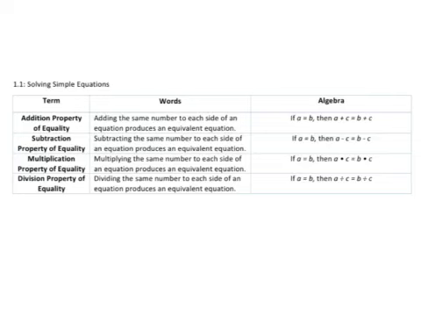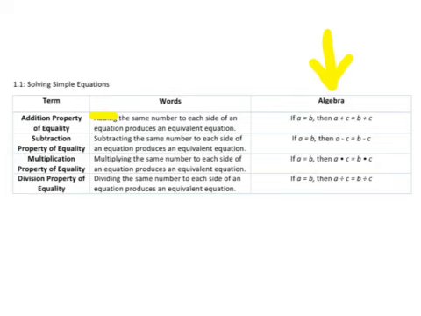Basically what happens is, especially for the addition property of equality, if you add the same number to each side of the equation, it produces an equivalent equation. If you look in the algebra section, on the right-hand side, you can see an example. If A equals B, then A plus C equals B plus C. Basically, it means if you add the same number, which they're replacing C with, to both sides, the equation will still stay equal.